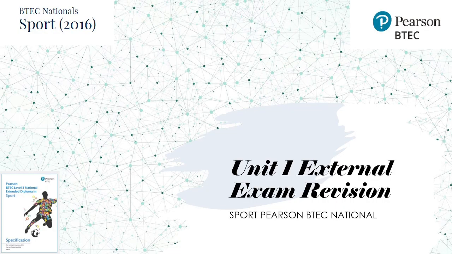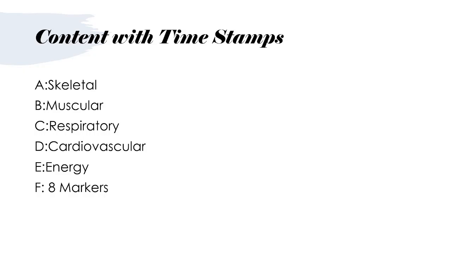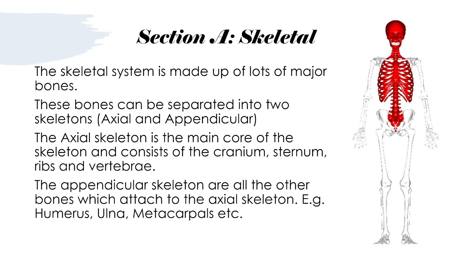Welcome to this revision video on Unit 1 External Exam Revision. So we've got each of the sections here: skeletal, muscular, respiratory, cardiovascular, energy, and then the 8 markers at the end. And there's the timestamps there as well, so if you want only a certain section, then you can do that.